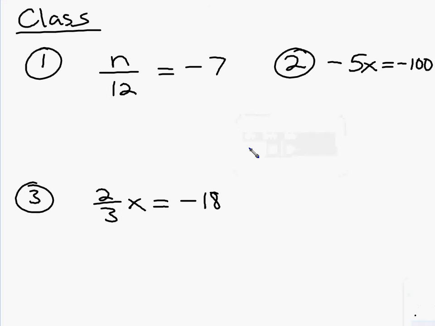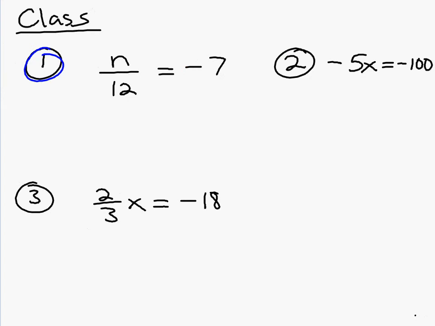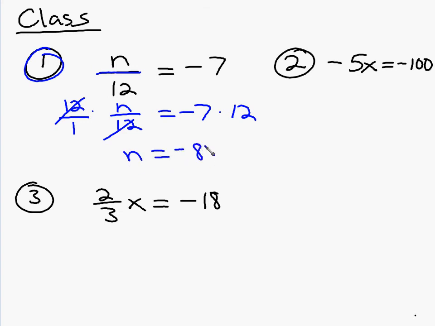All right, let's take a look at these. The first problem, number 1, let's see which situation that is. That is situation number 2, where I have a number divided by a number, or a letter divided by a number. So this says n divided by 12, so I want to multiply both sides by 12. I do the opposite. The opposite of dividing by 12 is multiplying by 12. So on the left side, I put this 12 over 1, and the 12s factor out. They go away. And so I just have n equals negative 7 times 12, which is negative 84.